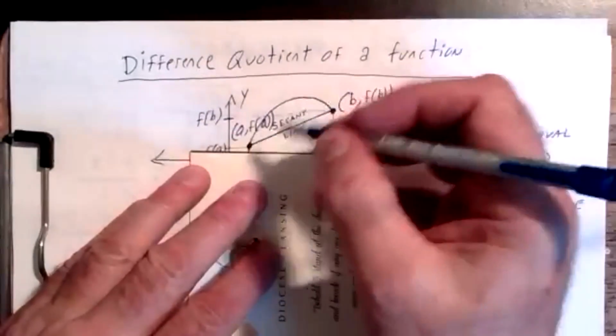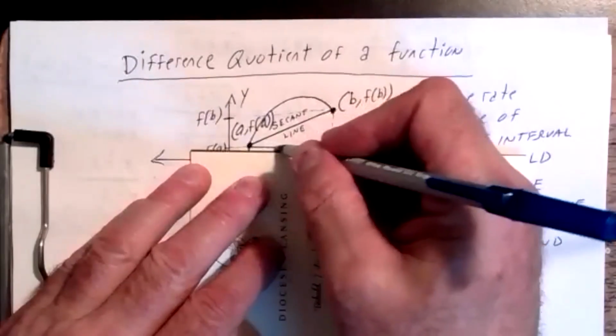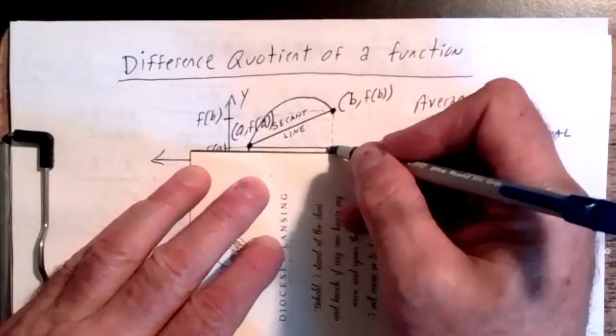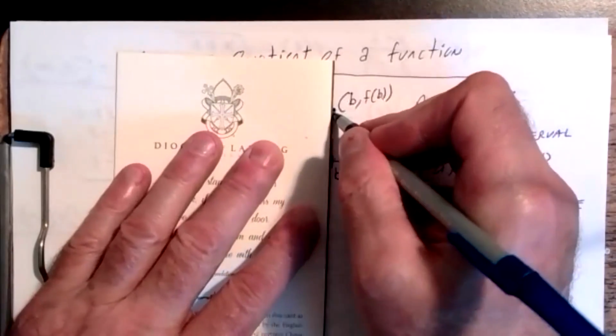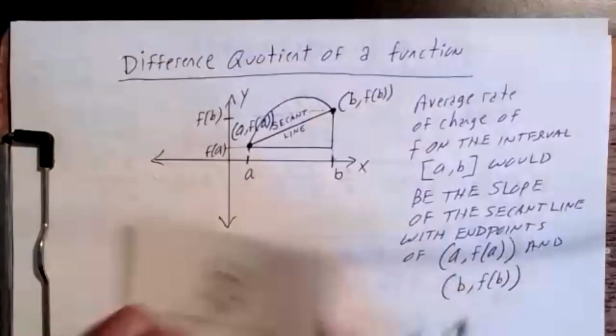Well, slope is rise over run. Do you agree? It's a measure of the amount of rise you experience or fall versus the amount of run you experience as you move from one point to another point on the line.